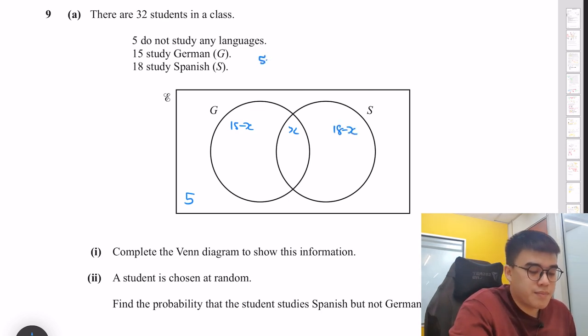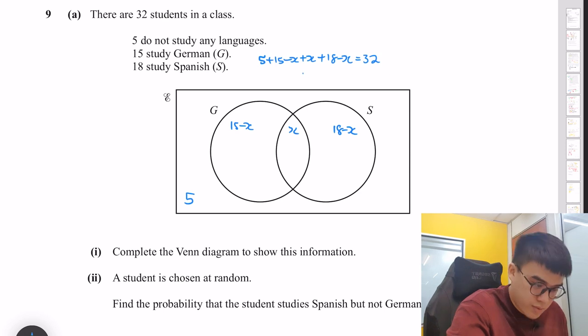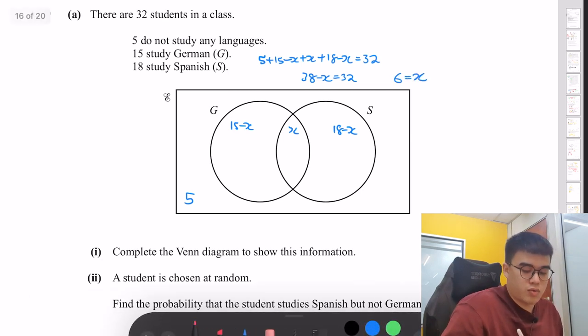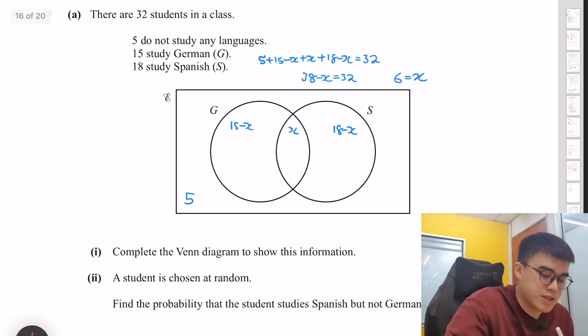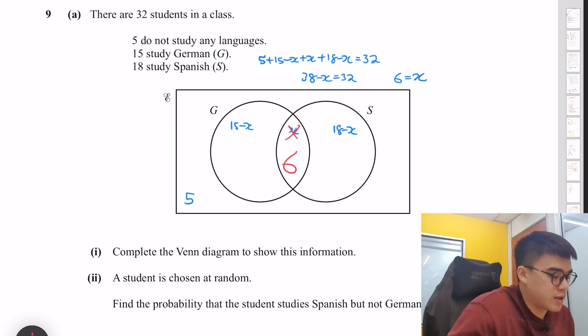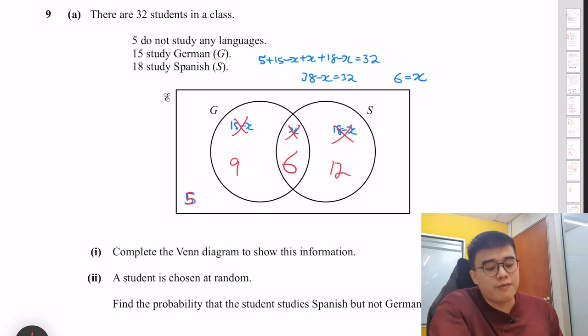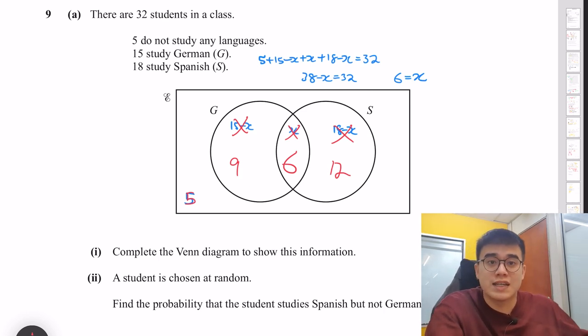By adding everything up, it will be equal to 32. So crossing them off, you have a balance of 6. When I fill out the graph, I write it in red, so this you don't have to write. Then for this, 15 minus 6, you will get 9. 18 minus 6, you will get 12. And this 5 remains unchanged. So you just have to fill up 5, 9, 6, and 12 for the answer.